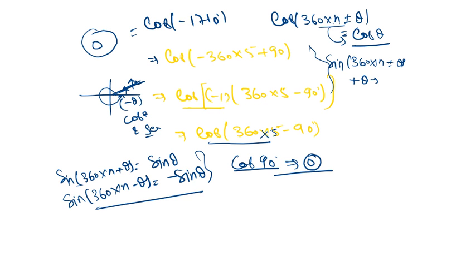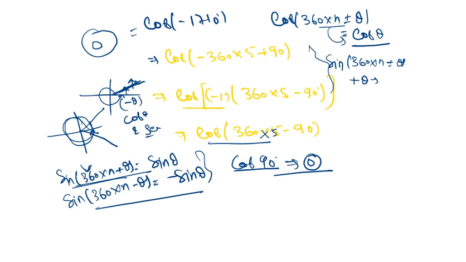Keep in mind, every 360 degrees corresponds to one full circle. One full circle means I am reaching back to here. So if you are adding something, it means you are reaching this quadrant. If you are subtracting something, it means you are coming down. So this thing you have to follow.